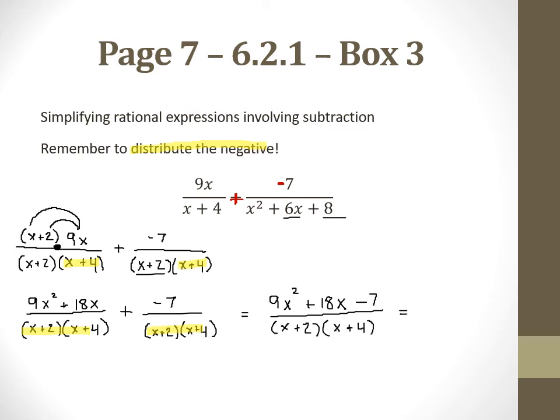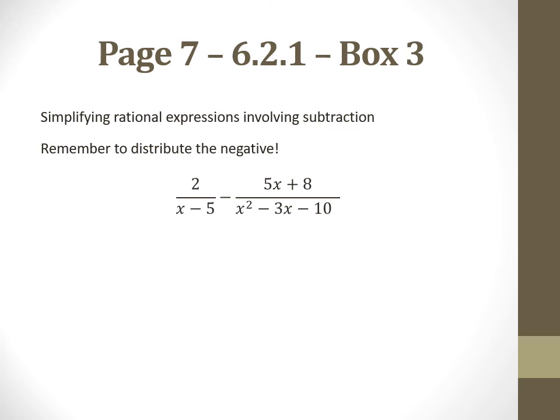In other words, 9x squared plus 18x minus 7 over x squared plus 6x plus 8. Now you might be saying, Mrs. Hunt, why did you make such a big deal about distributing the negative? It's potato, potato. We're subtracting 7, we're adding negative 7. We end up with a minus 7 here at the end either way.